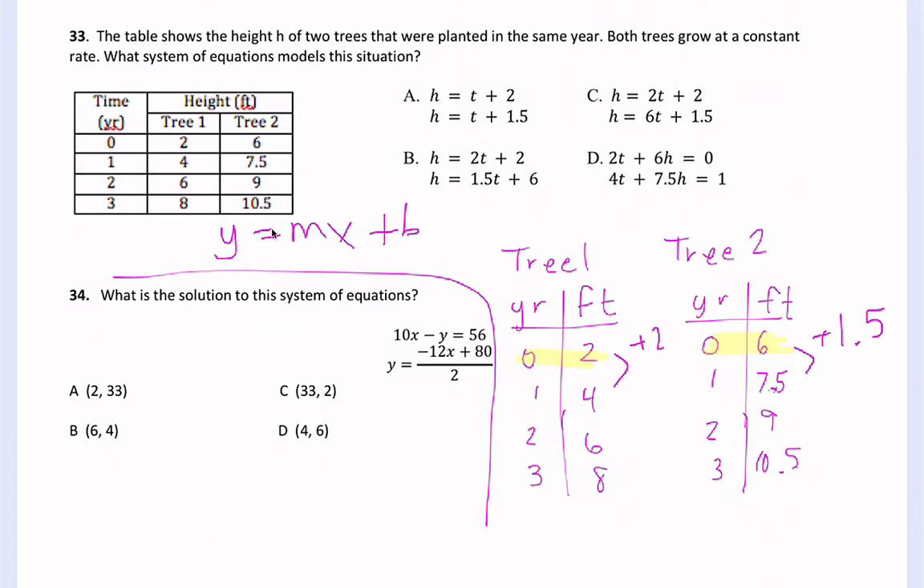Y equals mx plus b. Remember, m is your slope, the rate of change, b is the y-intercept. So if I go up here, I have 1, 2, 3 options that are in slope-intercept form. So let's go see if we can eliminate or find my answer.